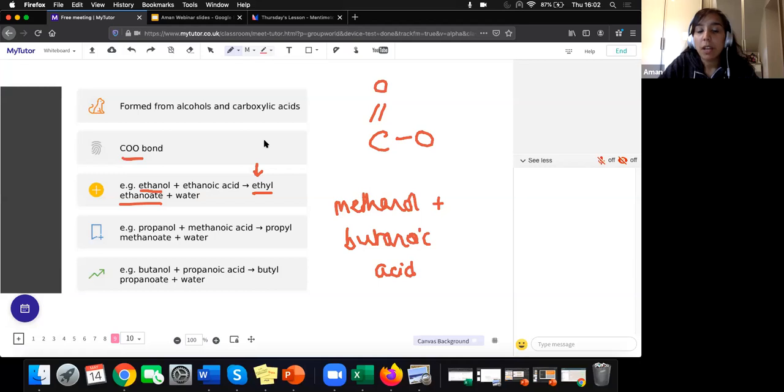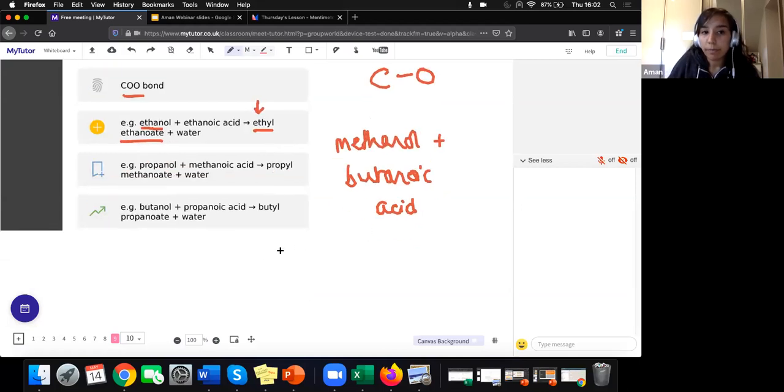The subheading for this slide is esters. Excellent, someone's given me the correct answer. I'll just wait for a few more answers and then I'll tell you the answer. So methanol plus butanoic acid. Remember, the first part comes from the alcohol, the second part comes from the carboxylic acid. Excellent, so methyl butanoate is the name for that. Not butanoic acid, methyl butanoate. So that's the name of the ester.